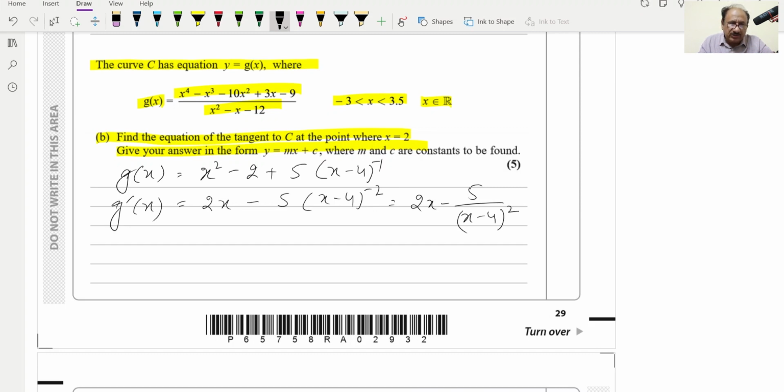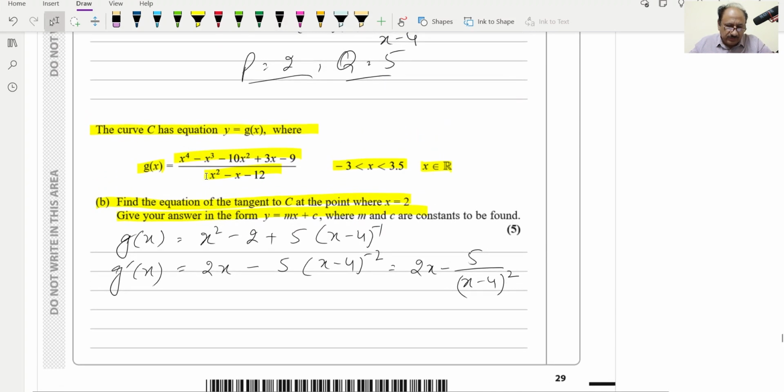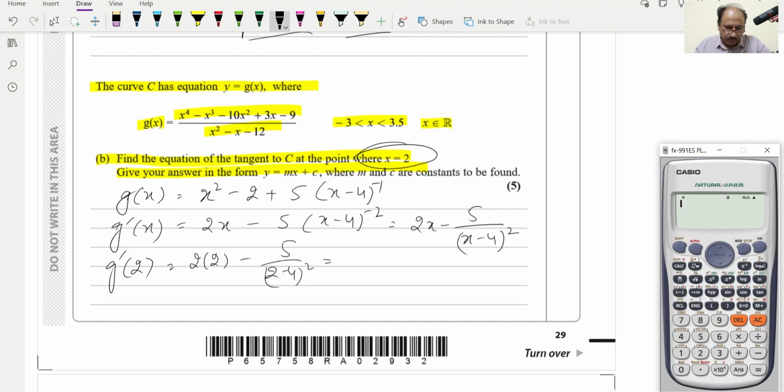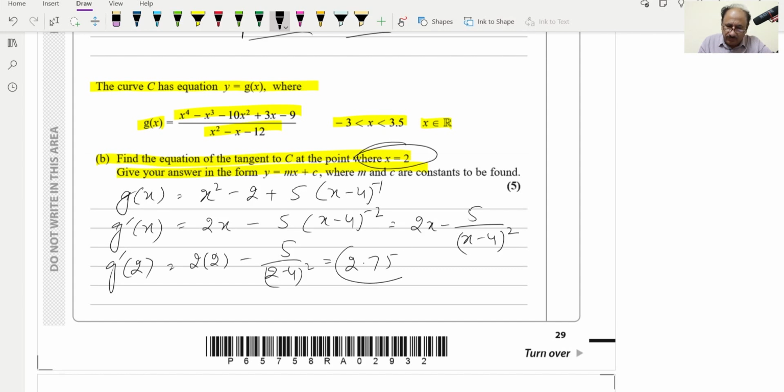And g dash of x at x is equal to 2, so we will find g dash of 2. g dash of 2 will be equal to, we will replace x with 2: 2 into 2 minus 5 over 2 minus 4 squared. If we use a calculator to solve this, 2 into 2 will be 4, so 4 minus 5 over minus 2 squared, which is 4. So this is equal to basically 2.75. So 2.75 will be the gradient.